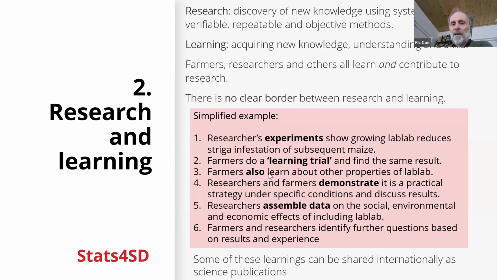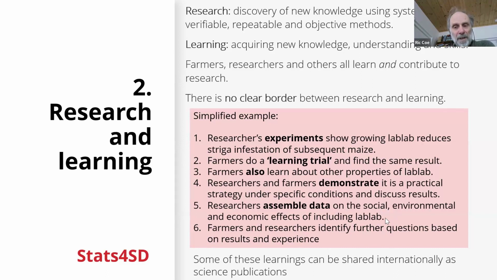But if you do it carefully, farmers will also, in the same time, learn about other things as well. They will learn about other properties of lab, not just the fact that it controls striga. And together, they will demonstrate that this practice of growing lab in this way is really a practical strategy to manage striga and do some other things, improve your soil health and produce some edible legumes and produce some fodder or mulch, etc. And they will also demonstrate that this doesn't work all the time for everybody. There are going to be specific conditions when it is useful and maybe sometimes when it isn't useful. And they can assemble data then on the social, environmental, and economic effects of including lab.